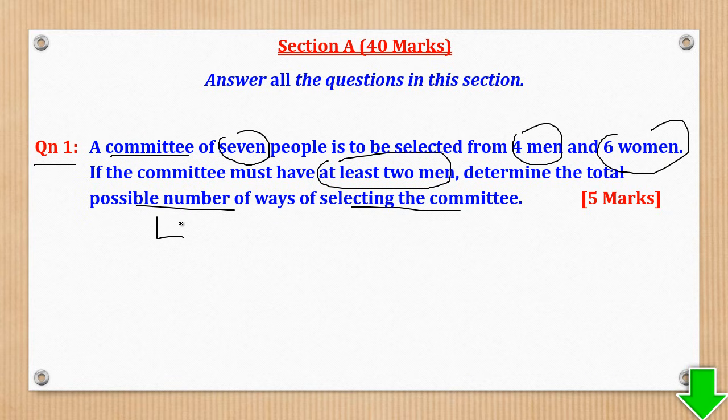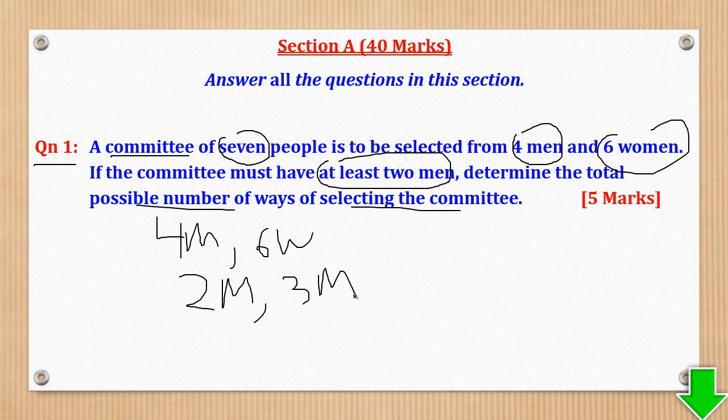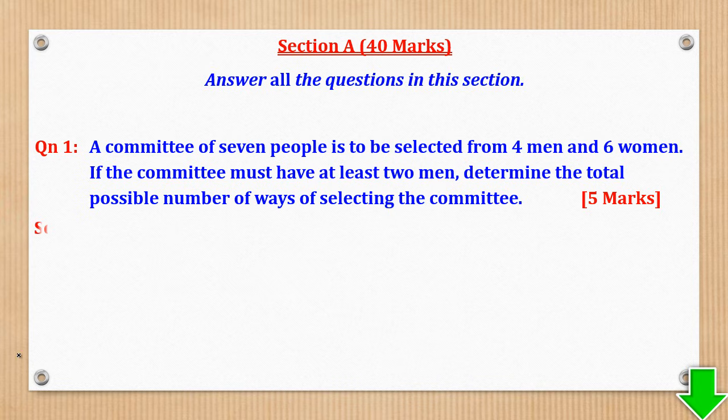So we have 4 men and we have 6 women, but they want at least 2 men. At least 2 means men can be 2 or more, so 2 men, or 3 men, or 4 men. When we get 2 men and want a total of 7, it means there will be 5 women. When there are 3 men, there will be 4 women. When there are 4, there will be 3 women. So those are the possible combinations.